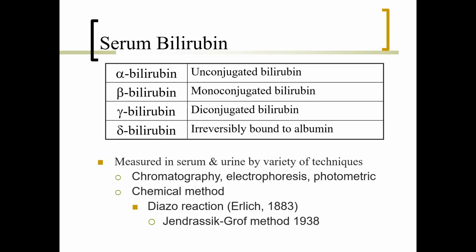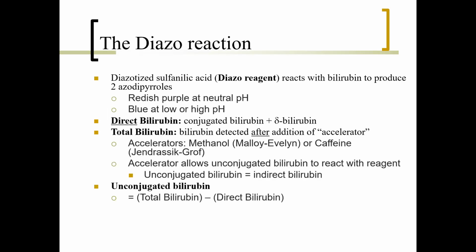Alpha bilirubin is unconjugated, beta is monoconjugated, gamma is diconjugated, and delta is irreversibly bound to albumin. It's measured in serum and urine by a variety of techniques: chromatography, electrophoresis, photometric, and chemical methods, and there's also the Diazo reaction. Diazotized sulfanilic acid, the Diazo reagent, reacts with bilirubin to produce azodipyrroles. It's reddish purple at neutral pH, but it's blue at low or high pH.